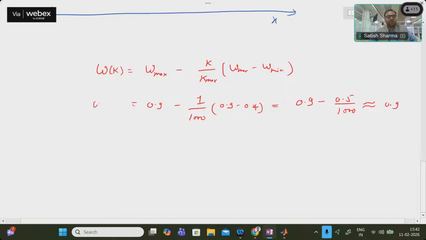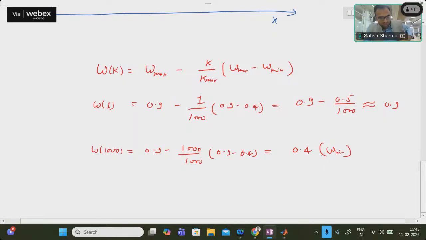So the omega in the very first iteration will be 0.9. But if I look at the omega in the 1000th iteration, it will become 0.9 minus 1000 divided by 1000 times (0.9 minus 0.4), and that will be basically 0.4, which is omega minimum. Okay, so this is the minimum value. So at the end the inertia will reduce. So this is how I can update the inertia weight.